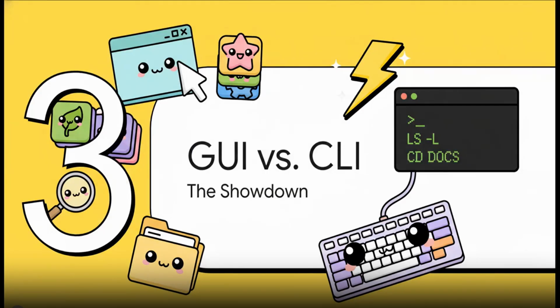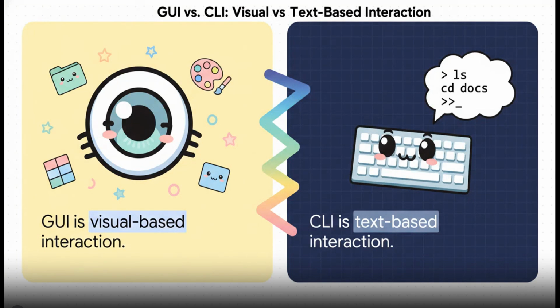Okay, we've paid a visit to both worlds. Now it's time to put them head-to-head. It's time for the showdown to see how they really stack up. Before we get into all the details, just remember this one fundamental difference because it explains everything else. The GUI is all about visual interaction. The CLI is all about text-based interaction. Every single pro and con we're about to see comes right back to that one core idea.